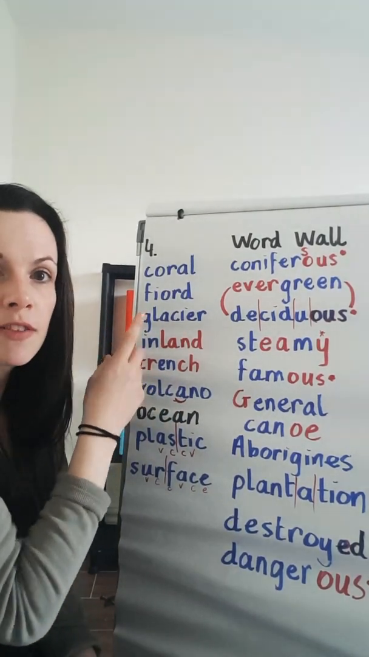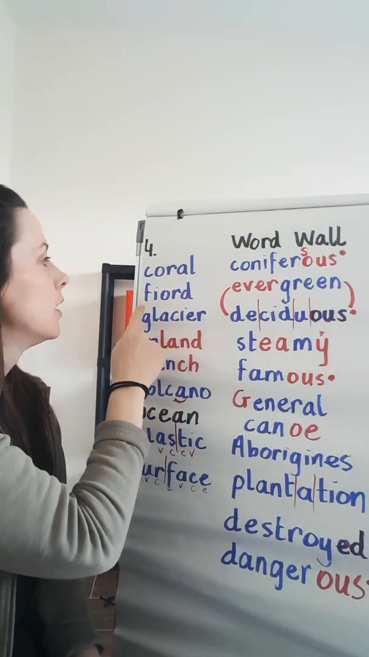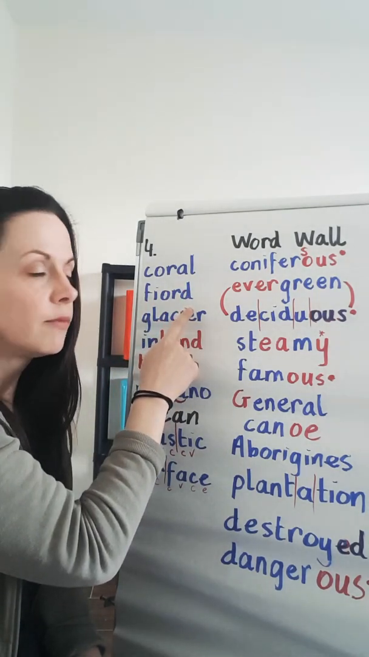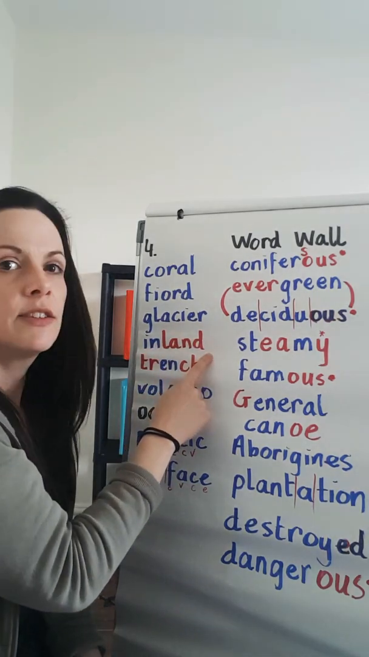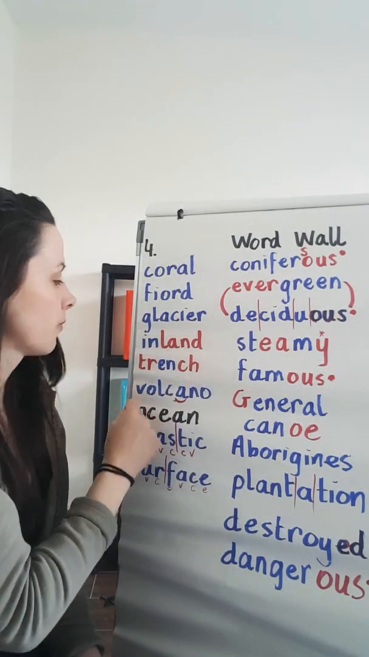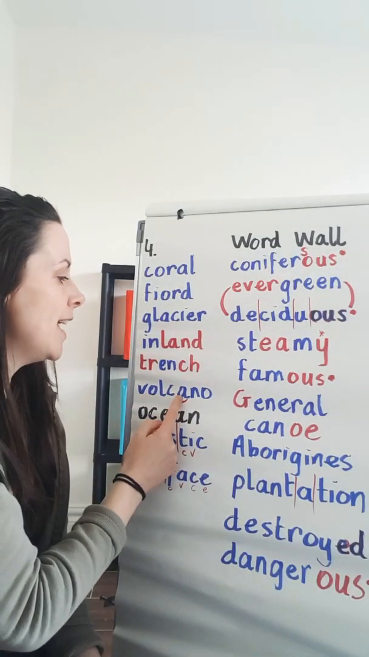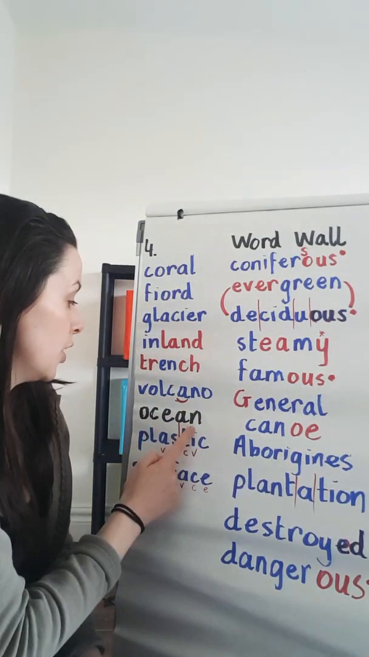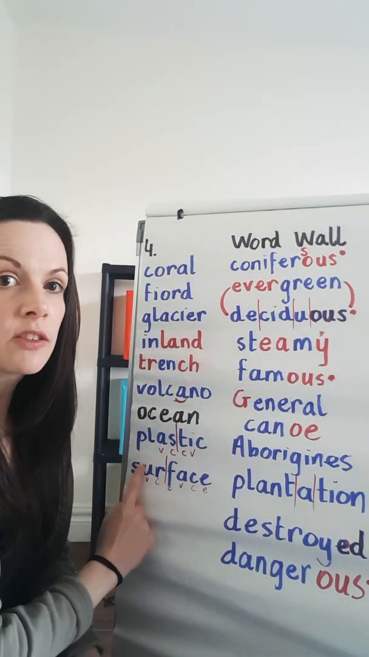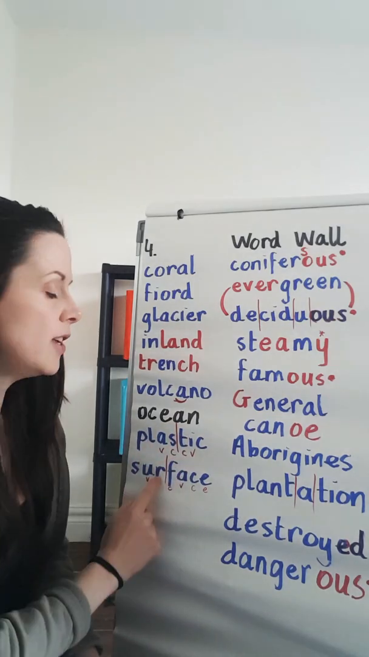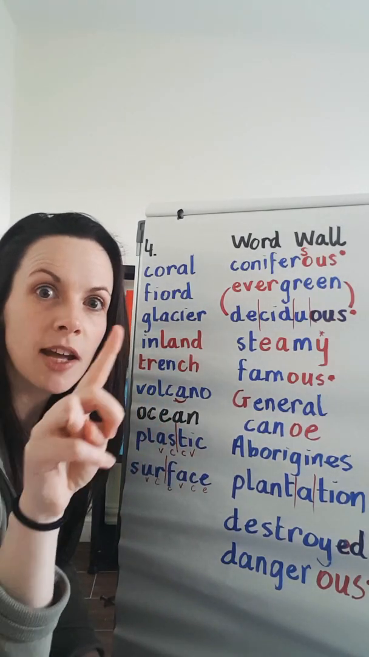So last week's words on the ocean seas theme: coral, fjord, glacier, inland, 2 words together. Trench, volcano, ocean, plastic, and surface. Now these last 2 words we'll be doing in phonics, not next week, the week after.